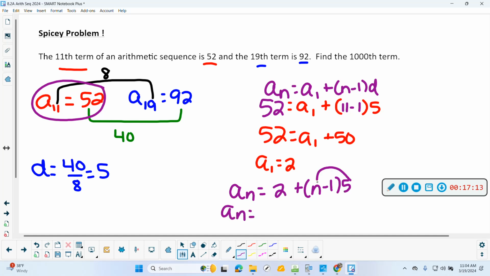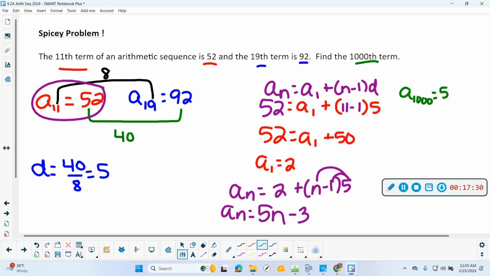So of course I'm going to have my 5n minus 5. So I'm going to combine 2 minus 5. Once you have that formula, I can get you anything you want. Well, this one's crazy. It wants the 1,000. So let's throw 1,000 in here. I don't even think we need a calculator.